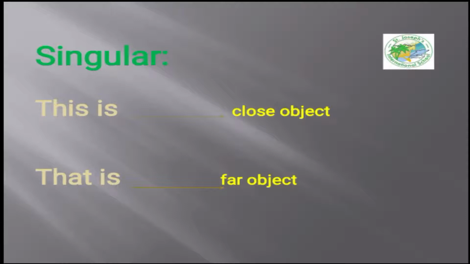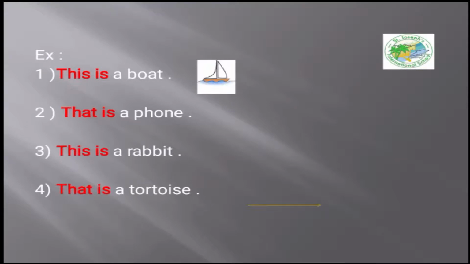As we have said before, in the singular noun, of course, we use is or are. Yes, correct answer. We're gonna choose is. So this is and that is. Let's take some examples to understand. In number one, can you see this picture? This is a boat, right? This boat is close to the sentence. So I will use the word this. This is a boat.